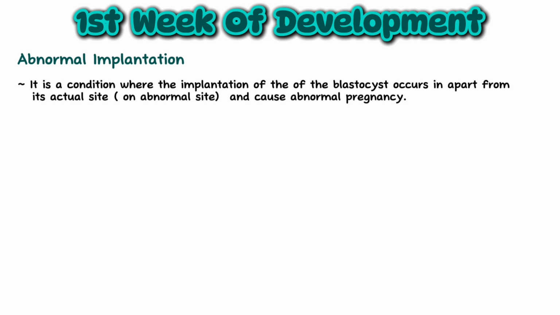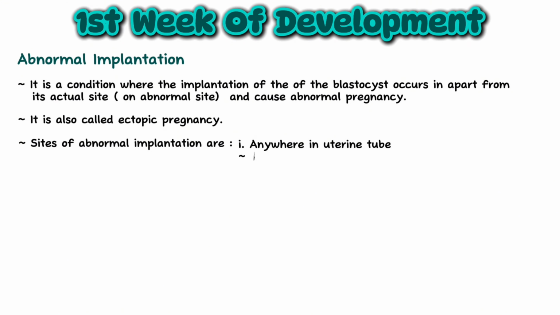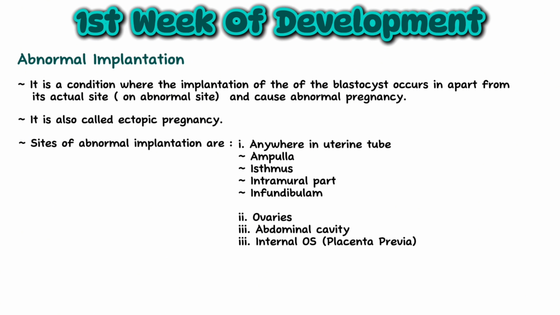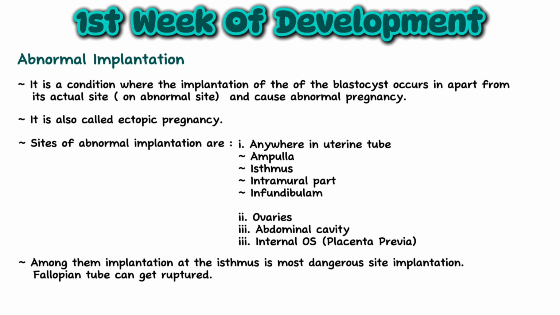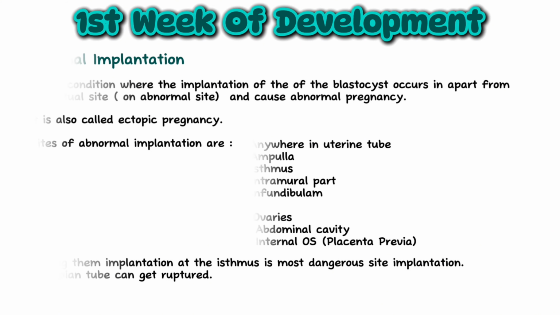Apart from the normal implantation, there are some sites of abnormal implantation. It is a condition where the implantation of the blastocyst occurs apart from the site of its actual implantation. Abnormal implantation leads to abnormal pregnancy, which is also called ectopic pregnancy. Now, what are the sites of abnormal implantation? It can be anywhere in the uterine tube, like ampulla, isthmus, intramural part, and infundibulum, or ovaries, abdominal cavity, or internal os. Among all these sites, the implantation at the isthmus is the most dangerous because the fallopian tube can get ruptured here.